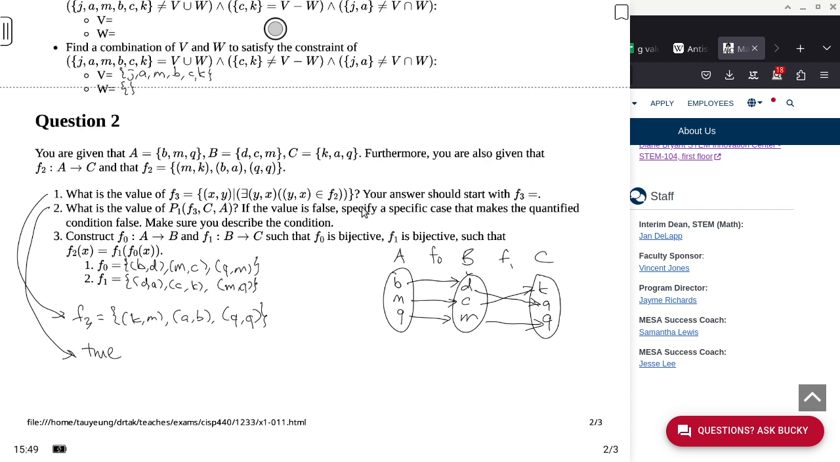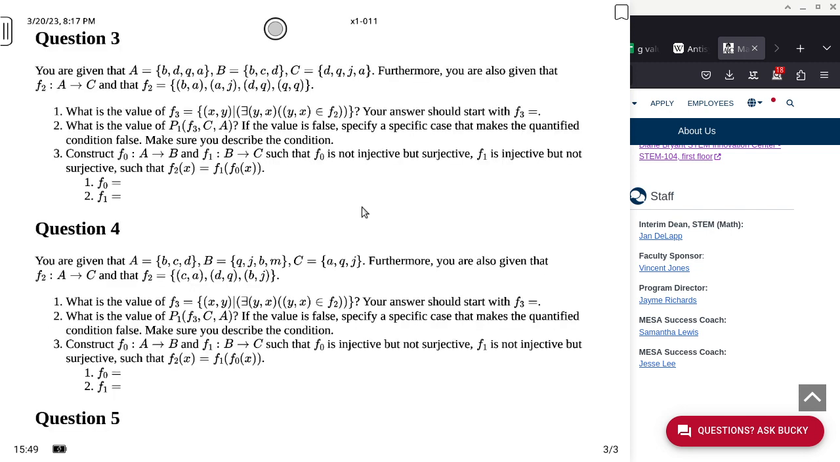Any other questions? Okay. Moving on to question number 3, which is the same kind of format, but a little bit different. The first part is still the same, we're just flipping the order. This time we are flipping F2, so now we want to look at F3. F3 is going to be AB, right? Because we're flipping the items inside the 2-tuple. We have JA, QD, and then QQ.